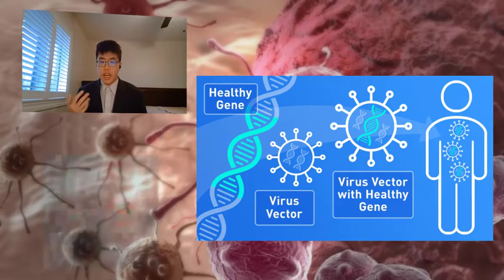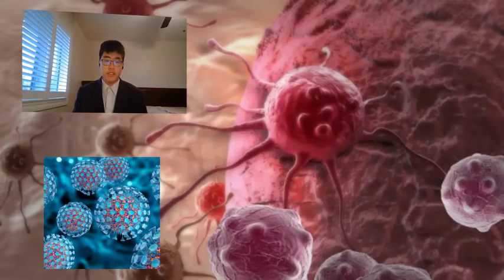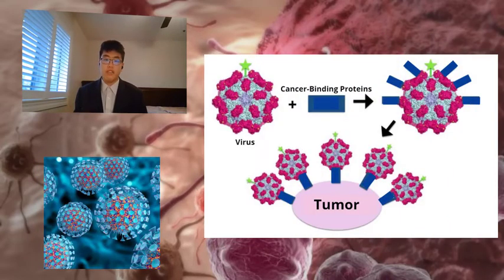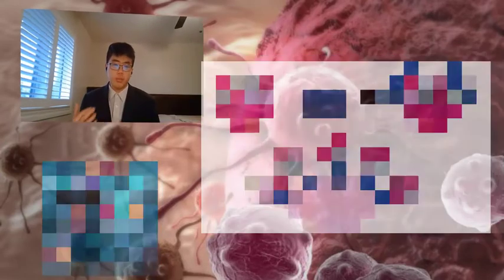We plan to genetically edit a retrovirus vector so it contains the healthy gene, but also displays proteins that bind with cancer cells. So the retrovirus can attach onto cancer cells and deliver the healthy gene that would eventually integrate with the cell's genome. Gene therapy will be performed by injecting a batch of these viruses into the tissue around the tumor.